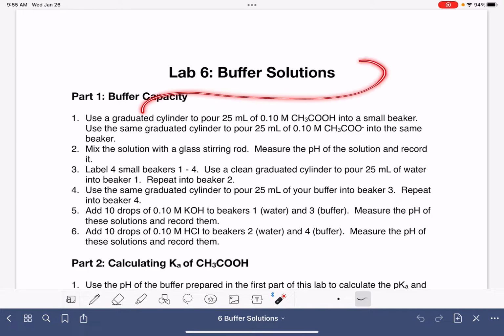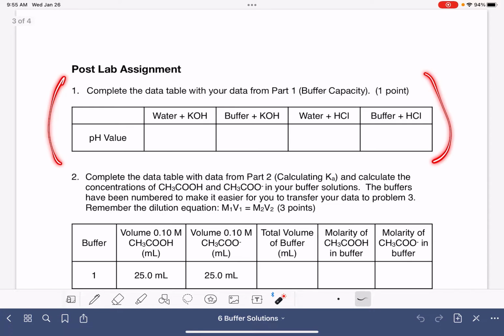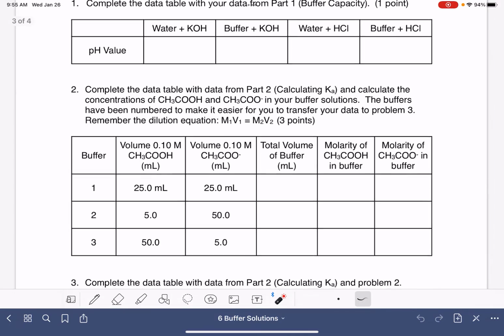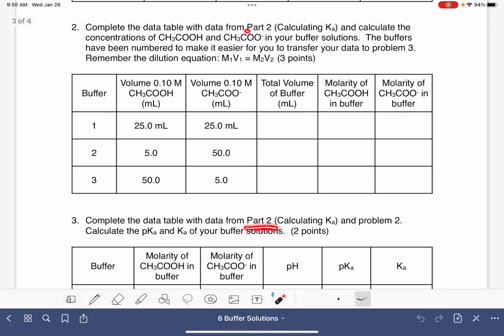Here are some tips for the post-lab assignment for Lab 6 buffer solutions. Question number 1, all you have to do is report the pH values of each of those 4 solutions. There's nothing else you need to do there. Questions 2 and 3 both pertain to part 2.